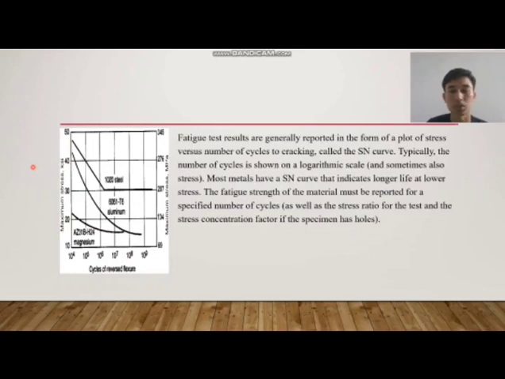Typically, the number of cycles is shown on a logarithmic scale, and sometimes also stress. Most metals have an S-N curve that indicates longer life at lower stress. The fatigue stress of the material must be reported for a specific number of cycles, as well as the stress ratio for the test and the stress concentration factor in the specimen, such as holes.